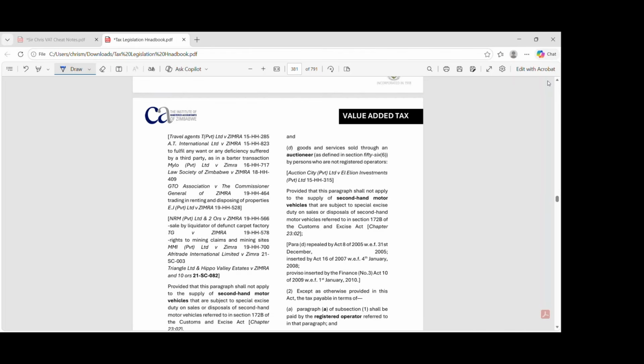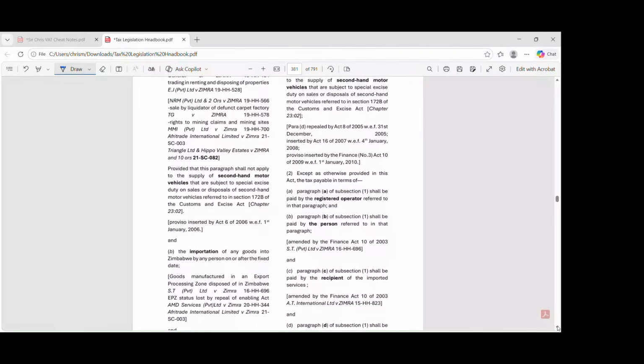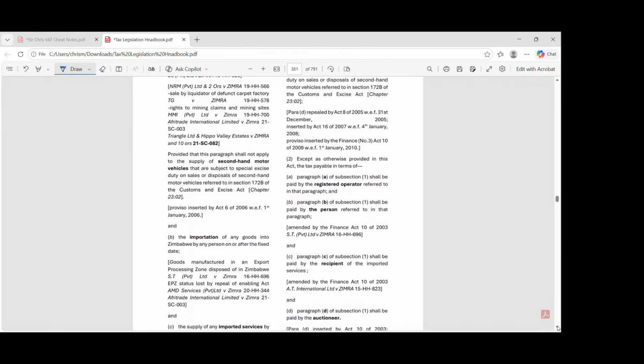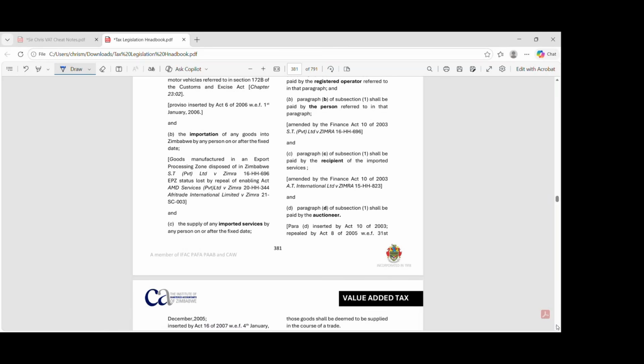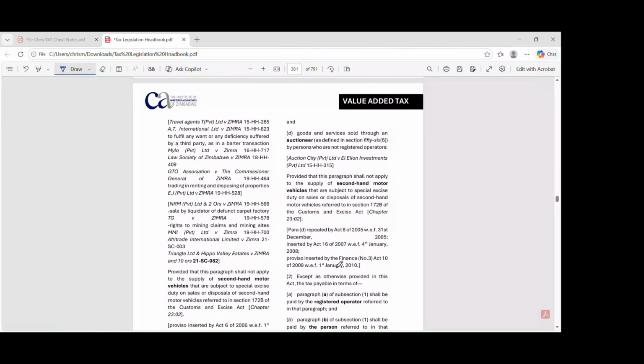Is it a supply of goods and services? That's the first thing, number one: supply by any registered person of goods or services on or after the fixed date. Then number two, which is your B: is it importation of any goods into Zimbabwe by any person? Then number three, which is your C: any supply of any imported service by any person on or after the fixed date. Then D: is it a supply of goods or services sold through an auctioneer?